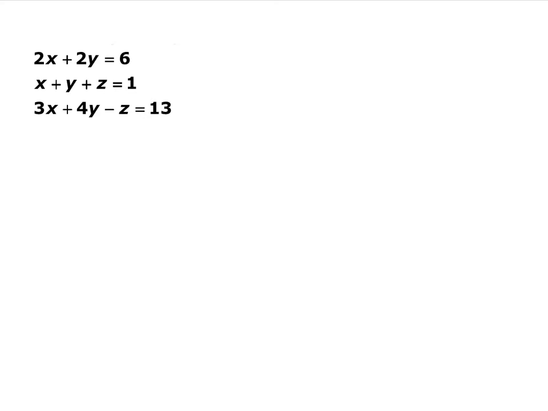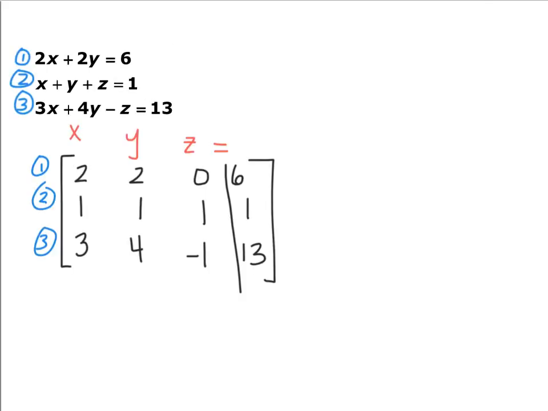Go ahead and pause the video and write the augmented matrix that represents this system. Take note that this first equation doesn't have a z, but you still need to hold a place for it in your matrix. So you have a column for each variable coefficient and the answers, and you have a row for each equation. So you end up with your augmented matrix looking like this. Make sure you have this 0. There are 0 z's in the first equation, so you still hold a spot for it.